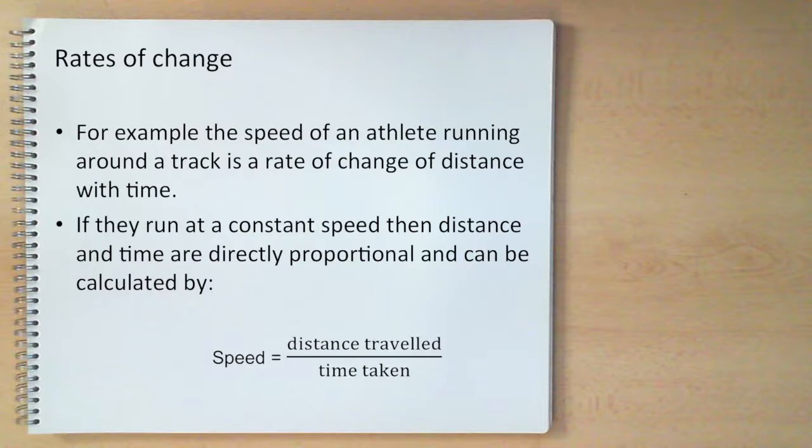It's also worthwhile pointing out at this time that we work out velocity in the same way. Velocity is also the distance travelled divided by the time taken. There is a difference between velocity and speed. Speed is just a value, a number. Velocity also has to have the direction of travel specified. But in terms of the calculation of the value, it is exactly the same.